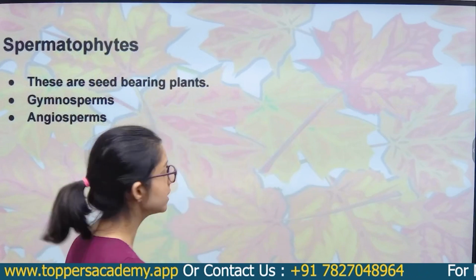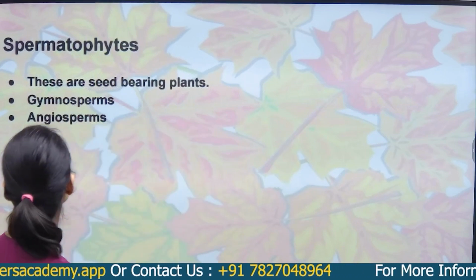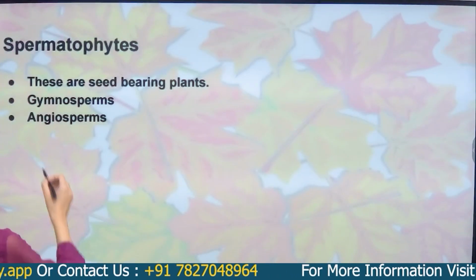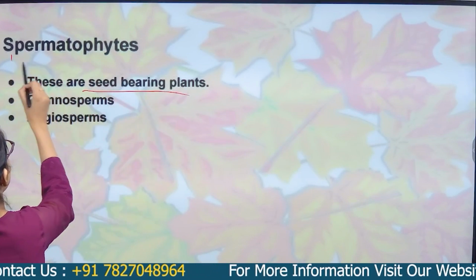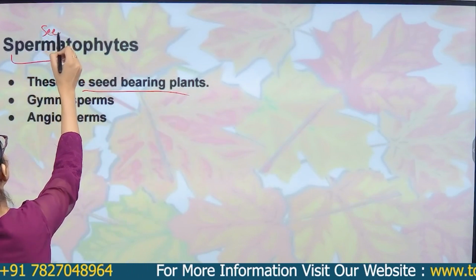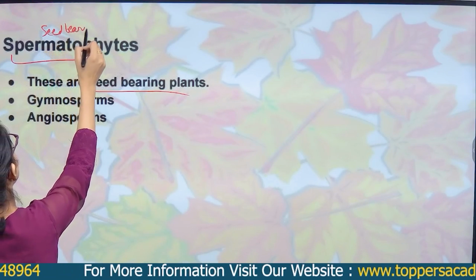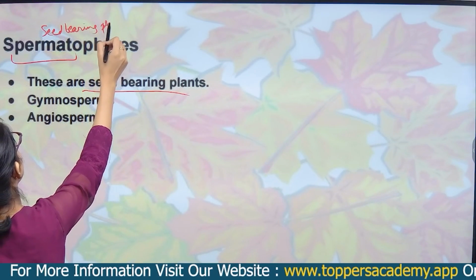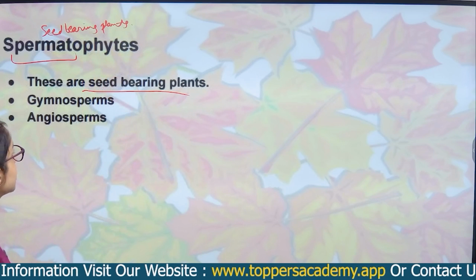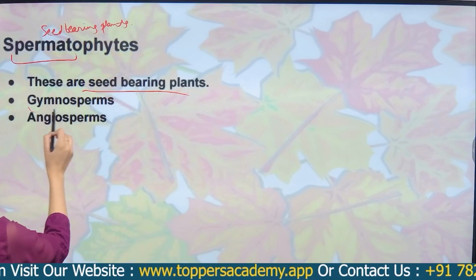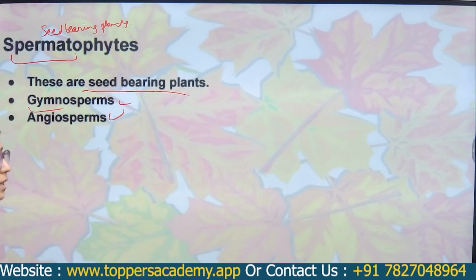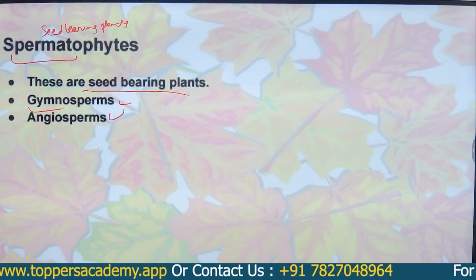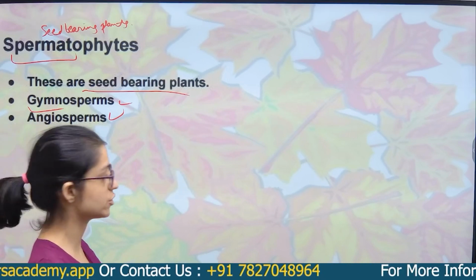So next is the spermatophytes. Spermatophytes means seed bearing plants. Examples are gymnosperms and angiosperms. We will discuss in the next class what gymnosperms and angiosperms are.